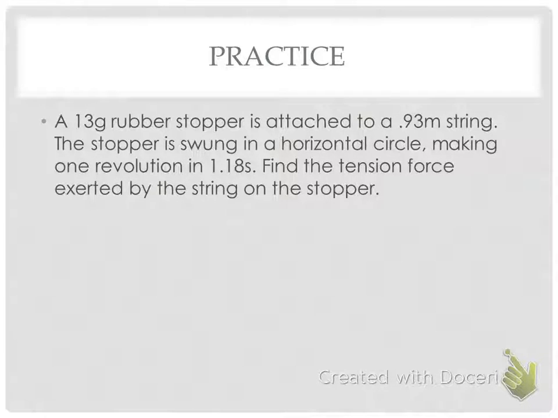When it says it's swung in a horizontal circle, that means it's something like this. The length of the string, do we need to divide that by 2 for the radius? What do you think? No, right? If I'm acting like this is all 0.93 meters, the radius itself is the length of the string, because that's the distance from my object to my center axis. So that whole length of the string is going to be our distance. You don't have to divide that by 2.